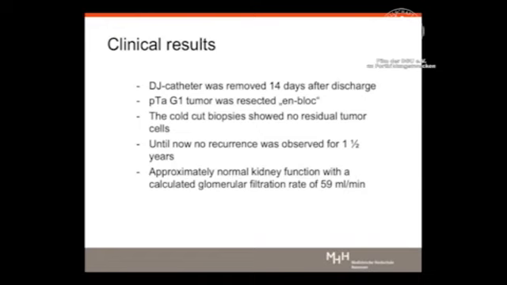Clinical results. The double J catheter was removed 14 days after discharge. The low-grade tumor was resected en bloc. The cold cut biopsy showed no residual tumor cells. Until now, no recurrence was observed for 1.5 years. The current kidney function is approximately normal.